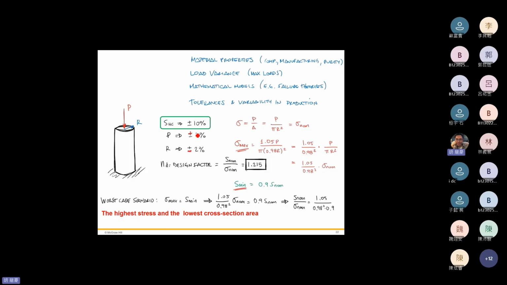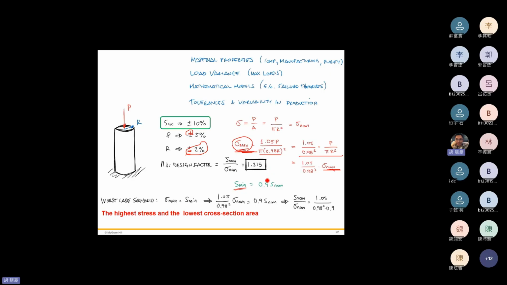Therefore, the maximum stress equals 1.05 P, because we just pick up the plus 5%. And the lowest area is minus 2%. Then you can calculate the maximum stresses. So there's a ratio between the maximum stresses and the nominal stresses.